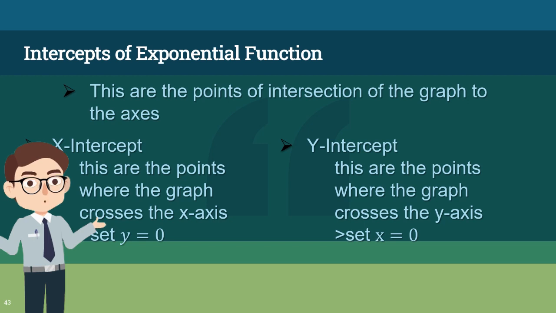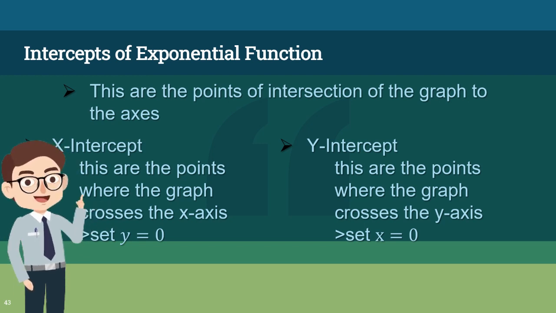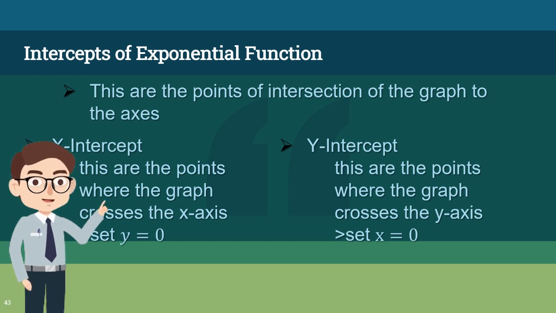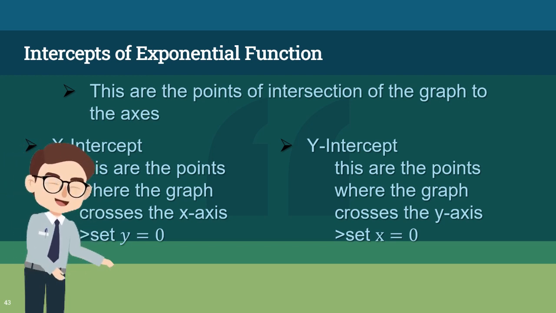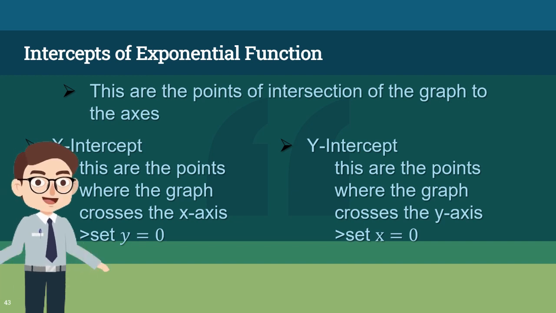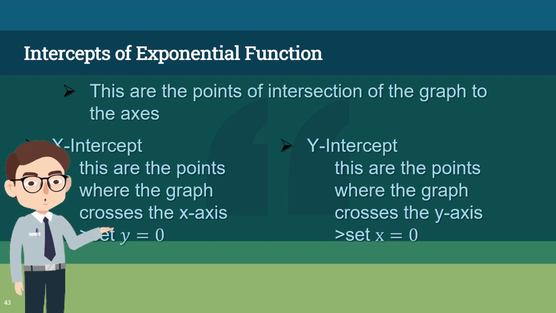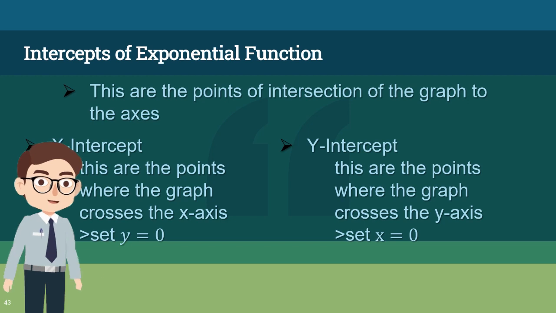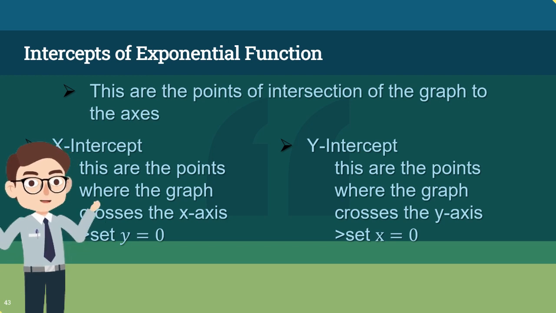Intercepts of exponential function. These are the points of intersection of the graph to the x-axis. Okay, so our x-intercept, these are the points where the graph crosses the x-axis. To solve it, we set y is equal to 0. For y-intercept, these are the points where the graph crosses the y-axis. To solve it, set x is equal to 0.